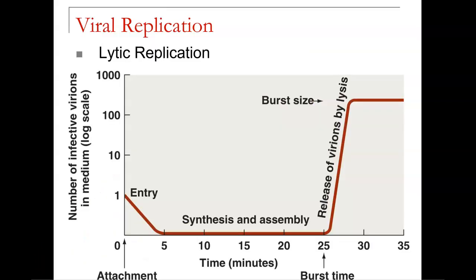So here we're looking at a basic diagram of lytic replication. And so we can see time in minutes. So once it has its entry, it goes through its synthesis, assembly, and then by the time it has enough in there to burst, we're only at 25 minutes. And so it's going to have released those variants by lysis or by bursting of that host cell here.